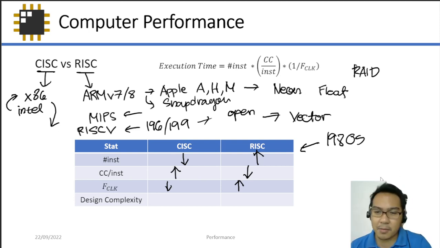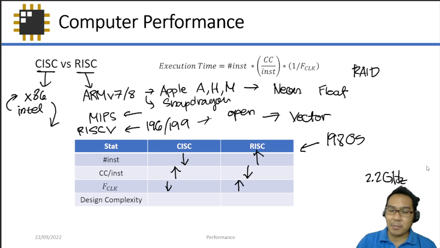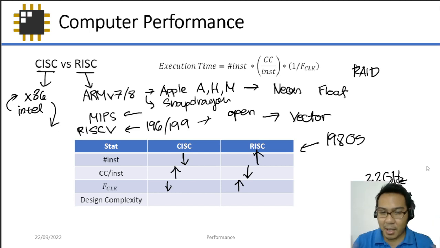Because PCs nowadays go from 2.4 gigahertz to 5 gigahertz, around that frequency. Wait, no, this is Wi-Fi, no? But if I remember correctly, my PC runs at 2.2 gigahertz. But anyway, ARM Cortex processors and x86 processors all run in around the same frequency range nowadays.